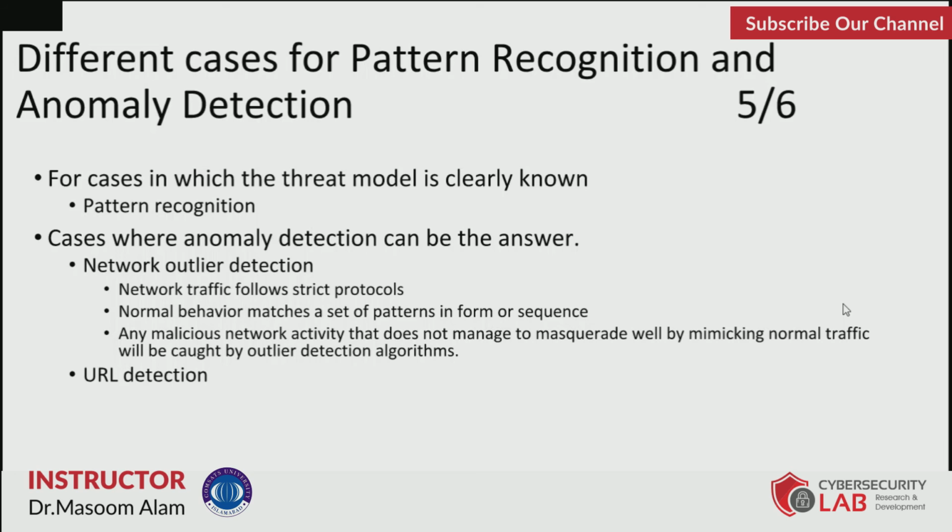We also try to generalize the notion of pattern recognition and anomaly detection. Whenever the threat model is well known in security, we apply pattern recognition. The cases where anomaly detection is the answer are network outlier detection and URL detection, where we have a very small set available to us as normal behavior, and then we ask the machine to identify the abnormal behavior.